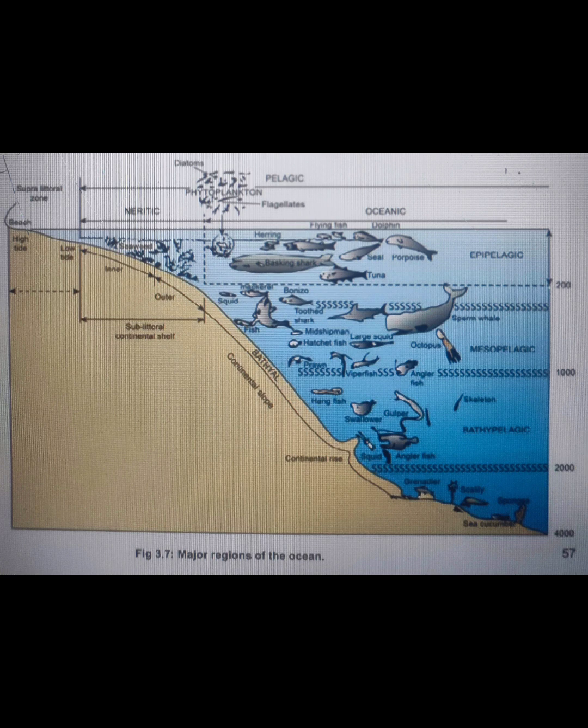Epipelagic. Tuna. Bonito. Midshipman. Large squid. Hatchet fish. Prawn. Viperfish. Octopus. Angler fish. Hangflower. Swallower. Gulper. Continental rise. Squid. Anglerfish. Scaly. Sea cucumber. Fig 3.7. Major regions of the ocean.